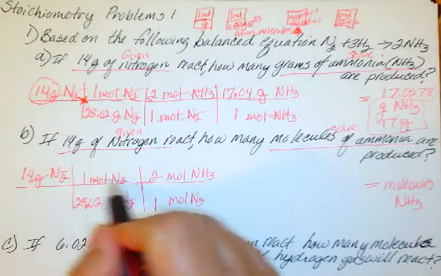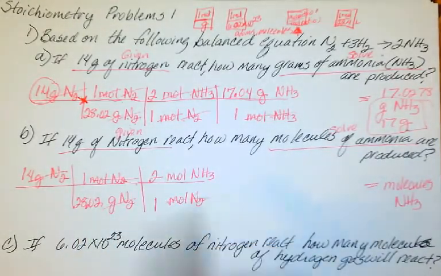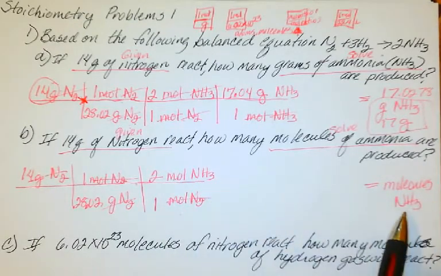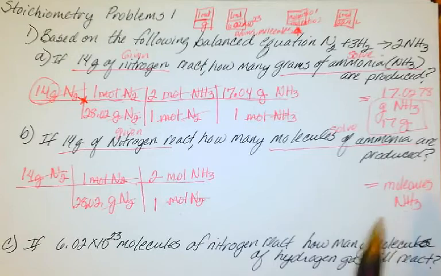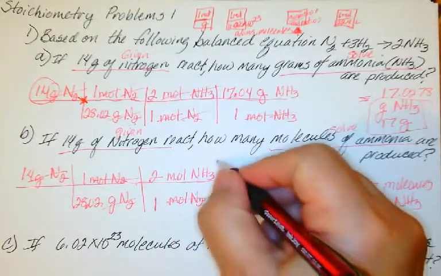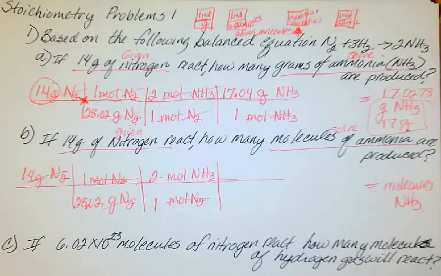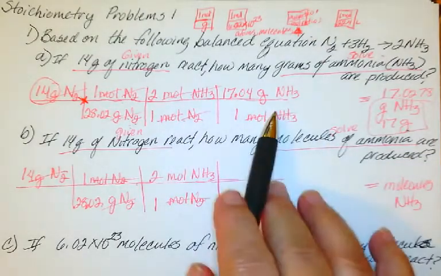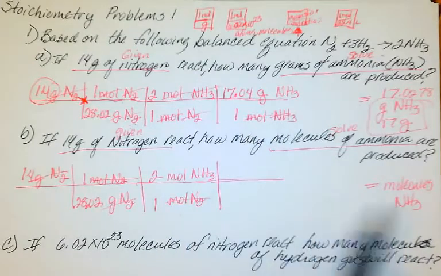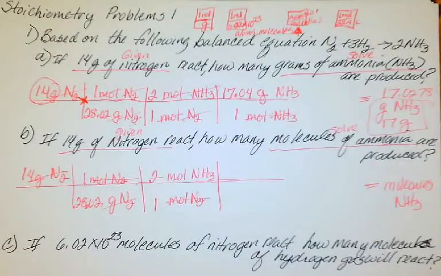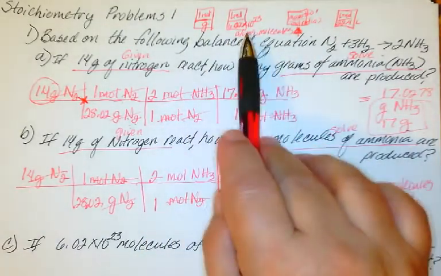And now I can cross cancel moles of N2 with moles of N2. Now I'm at moles of NH3, but I don't want moles, I want molecules. So I go on. Okay, so I look at, what did I do before? I went grams. Okay, well, I don't want an answer in grams, so I don't use that card. Do I have a card or a tool up here that has molecules in it? Yes, I do, right here.